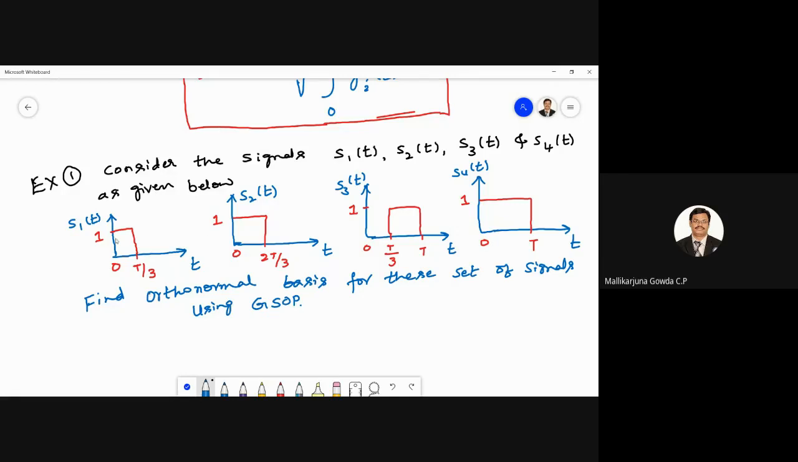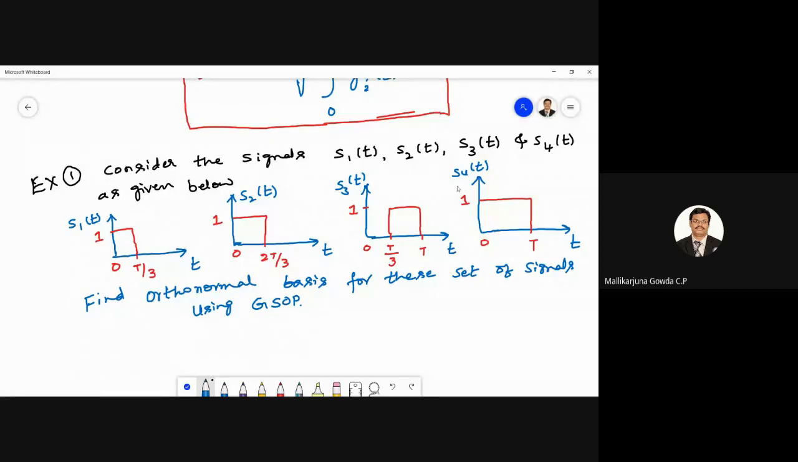You just see the duration of the signal. The first signal exists from 0 to t by 3 with a magnitude of 1. The second signal S2 of t exists over the interval 0 to 2t by 3. The third signal exists from t by 3 to t. The fourth signal, S4 of t, exists from 0 to t. Am I able to get some signal by adding some signals? You can get S4 by adding S3 and S1, right? Very good.